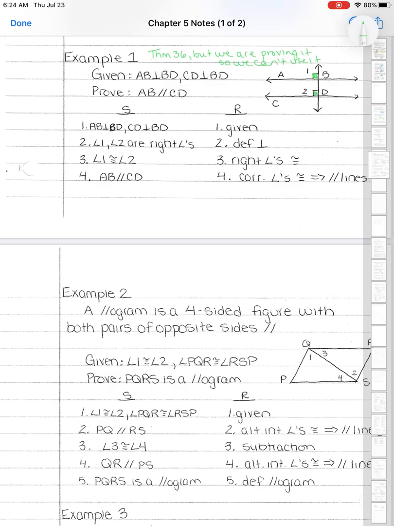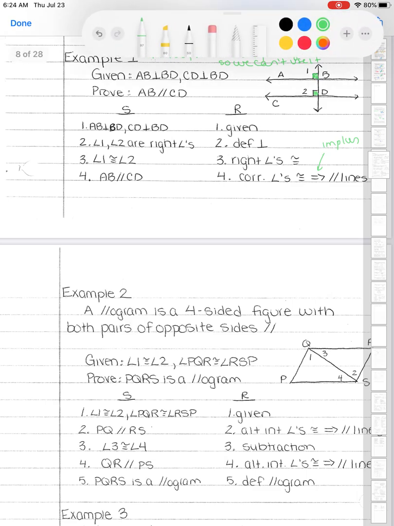Now if we know they're perpendicular, then we know, I added the numbers here, that angle 1 and angle 2 are right angles, because that's the definition of perpendicular. Well, if angle 1 and angle 2 are right angles, then they're equal to each other. So they're congruent, because all right angles are congruent. Then if angle 1 here, this one right here, is congruent to this one right here, whether they be right angles or not, in this case they are, those two angles are corresponding angles. So if those two angles are corresponding angles and they are congruent to each other, then we know that AB is parallel to CD.